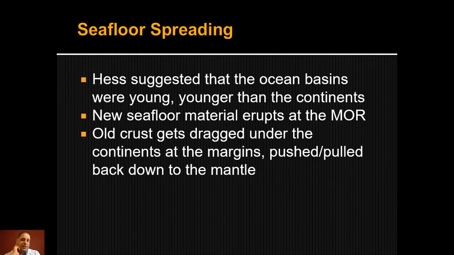So Hess suggested that the ocean basins were in fact young and younger than the continents, and that new seafloor material was erupting at these mid-ocean ridges. And he thought that as this new material erupted at the ridge, it would push old material away, and that old material would get further and further away from the mid-ocean ridge, and it would eventually be where the coastline is now, and it's at these margins that it would then be pulled back down into the mantle.